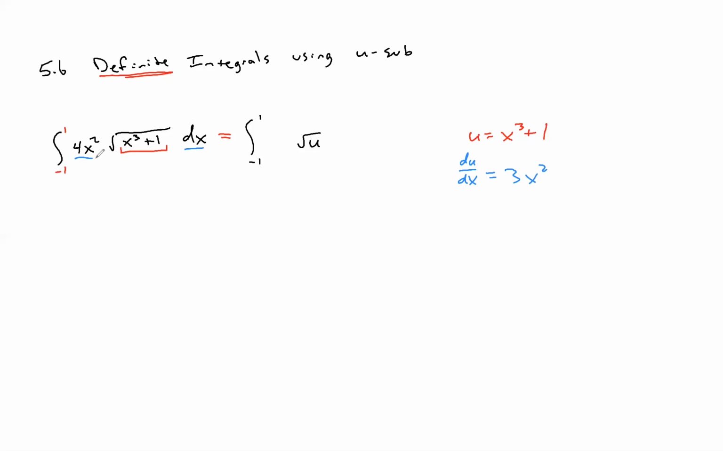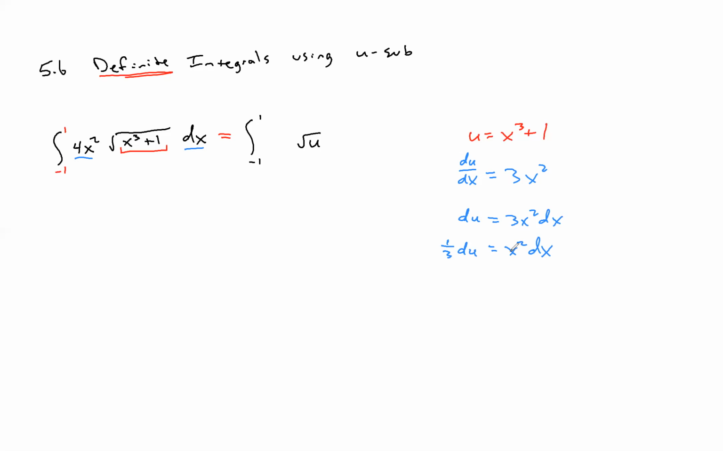Now, I have a 4x squared dx, and something you saw in the previous video, if we move this dx over to the other side, then we have du equals 3x squared dx. And really, I want a 4x squared dx, so how can I get that? Well, let's get rid of this 3. So if I divide both sides by 3, I have x squared dx equals 1/3 du.